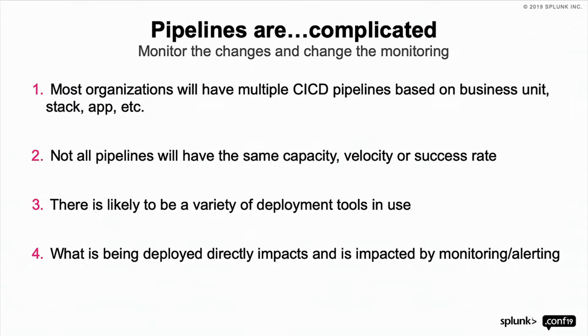There's likely to be a variety of deployment tools in use. So you're probably going to have Jenkins and/or Bamboo and/or Chef and/or Puppet and/or homegrown magic stuff that somebody's running under their desk. And you have to be able to support all of it. And you need to see what's being deployed and understand how it's impacting monitoring and alerting. So if you deploy a new microservice that has new KPIs, you need to account for that in your service. You need to make new services. You need to adjust your thresholding. You need to be cognizant of how that's going to change, because if you don't, it can skew your ability to react to events.